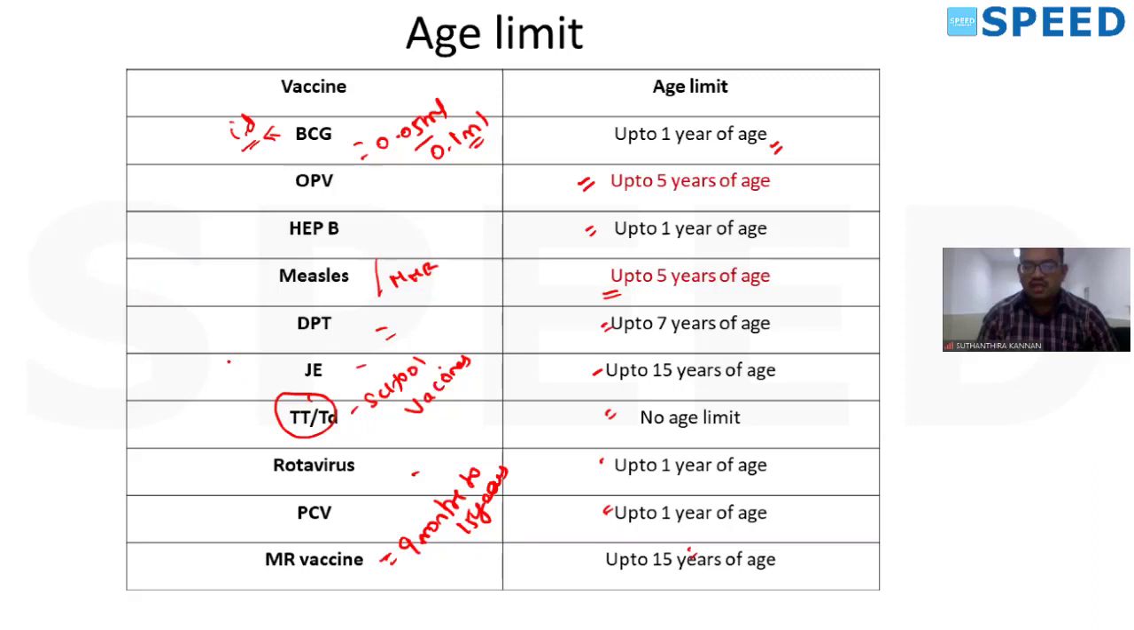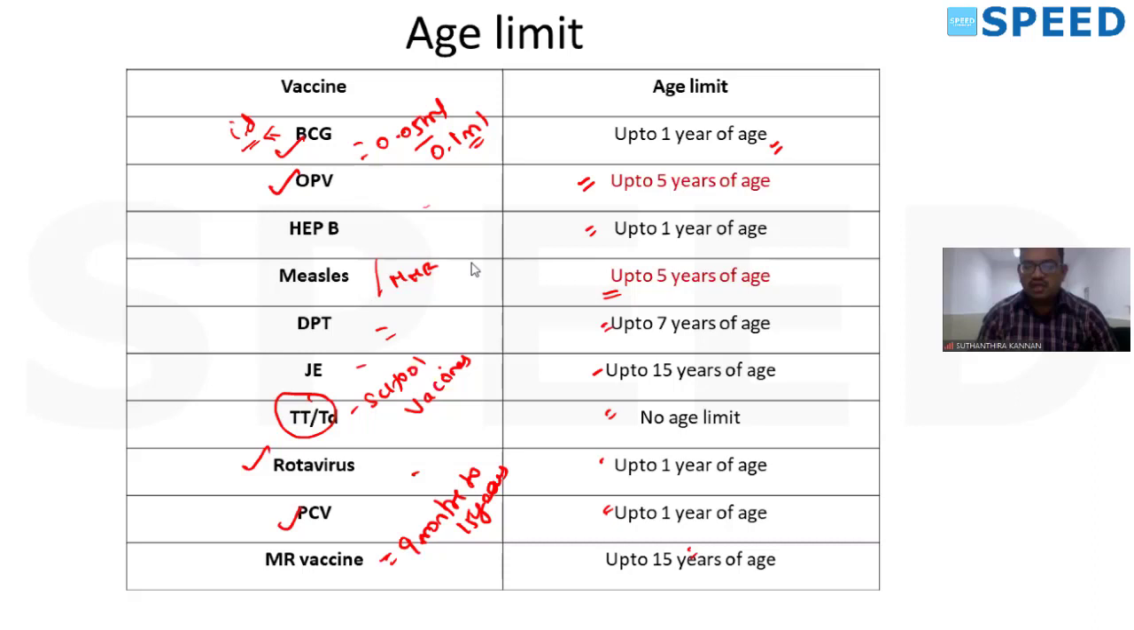Okay, so I will repeat this table again. This table is so important because we are getting almost all the questions from this table only. BCG is up to 1 year of age. OPV 5 years of age. Hepatitis B 1 year of age. So BCG, OPV, rotavirus, PCV. I'll write again: BCG, OPV, rotavirus, PCV, pneumococcal vaccine, up to 1 year of age. Okay.